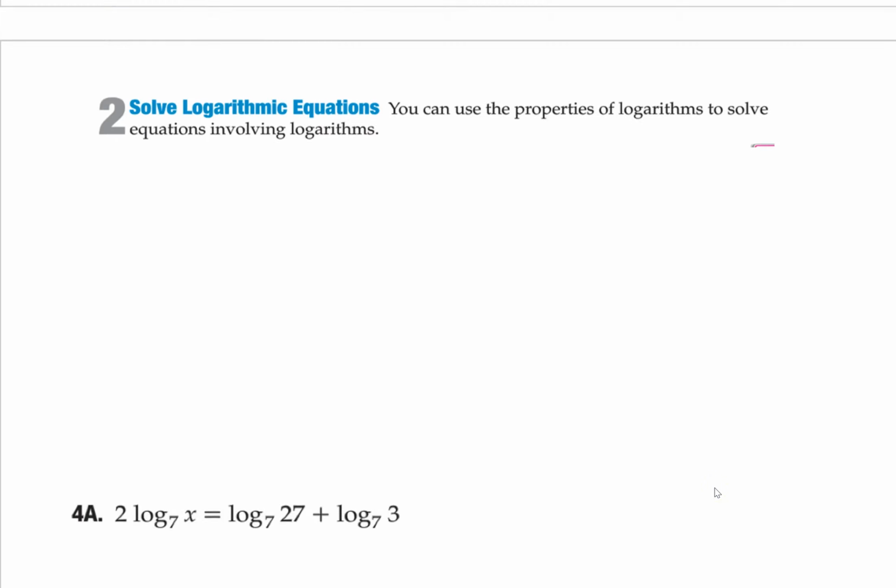So we're going to solve log equations using this. Now keep in mind, as always, the log of your answer cannot be negative or 0. X could be negative or 0, but the log can't be. When you plug it in, it can't be negative or 0. So how are we going to do this? Step 1 is condense.